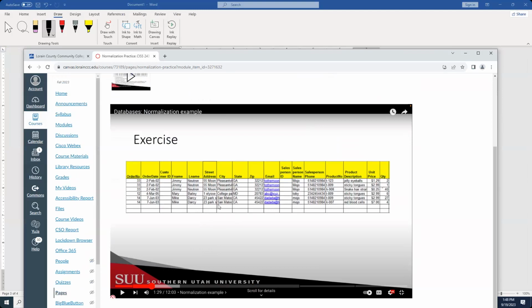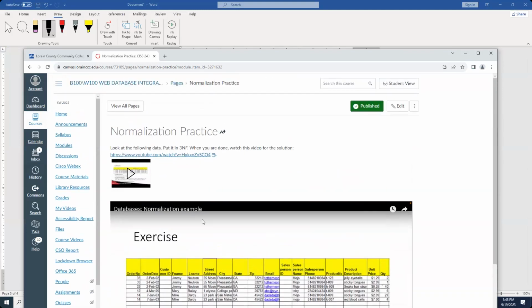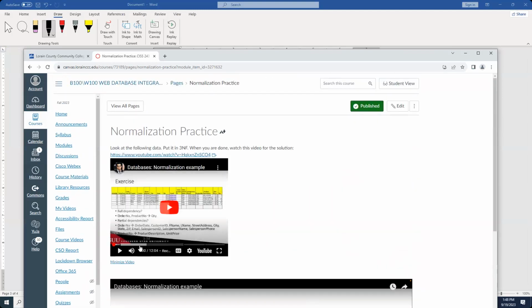What I want you to do is go through this and come up with your answer, then watch the video that shows you the author's solution to this problem. And they'll walk you through the process of normalization and make sure that you get the same answer as they do. If you don't, I hope the video explains to you why their answer is correct. If it doesn't explain to you why it's correct, send me an email and send me your answer, and I'll be glad to take a look at it.